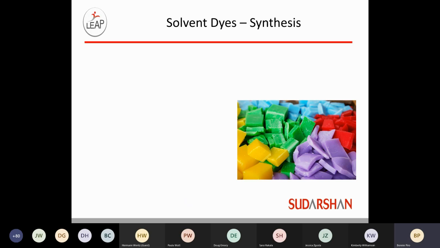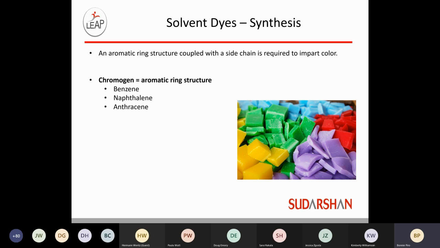So as far as synthesis of solvent dyes, what is actually being done in the synthesis is that an aromatic ring structure is coupled with a side chain, and that side chain is required to impart the color. A little bit of terminology here with respect to solvent dyes. So we talk about that aromatic ring as being the chromogen, and they take on the structure of a benzene, naphthalene, or anthracene in terms of its structure.